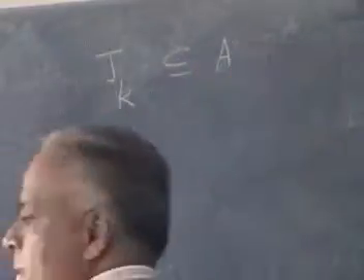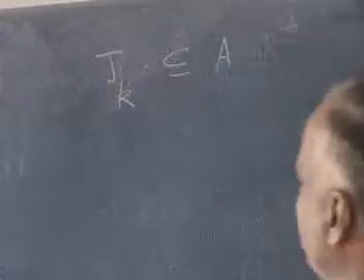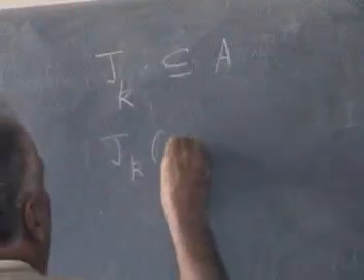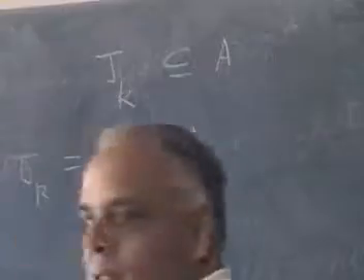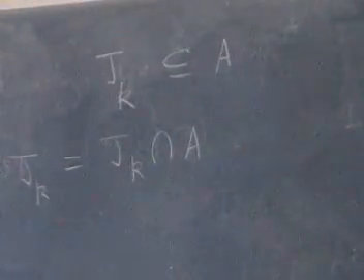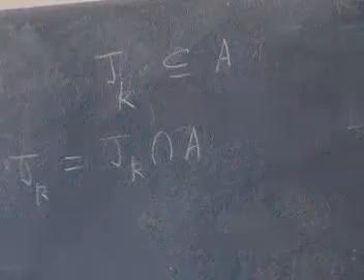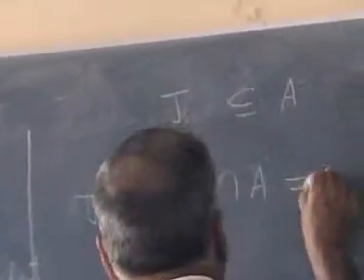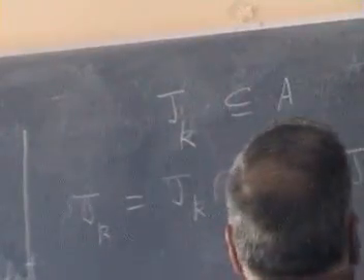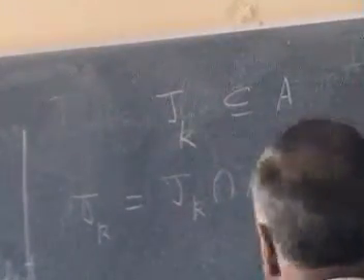Jk is contained in A, because A is the union of all the Jk's. And therefore, if I intersect Jk with A, what will I get? Jk itself, because everything is in A, so everything will come out. So Jk intersection A will be Jk itself. These are some of the simple tricks which will be repeatedly used.